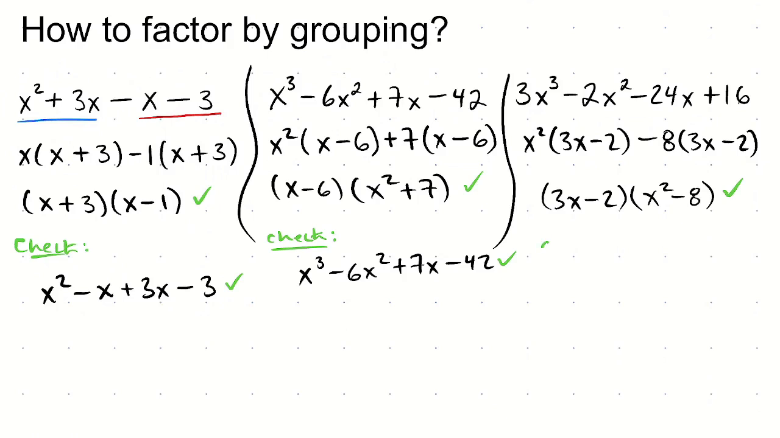Well, let's check it to make sure that it does check out. But again, all we're doing is going backwards. So 3x times x squared, that's 3x cubed. Then negative 2 times x squared, that's negative 2x squared. 3x times negative 8, that's negative 24x. And negative 2 times negative 8, that's positive 16. All right, so that's it.